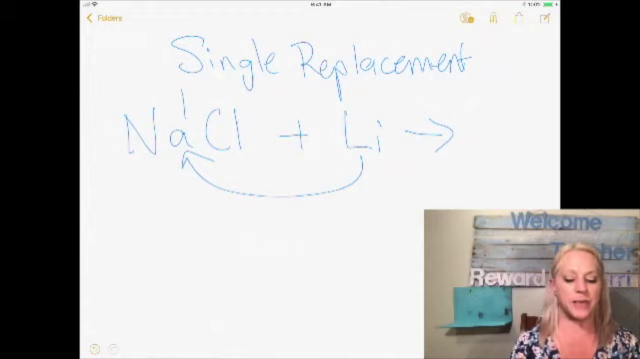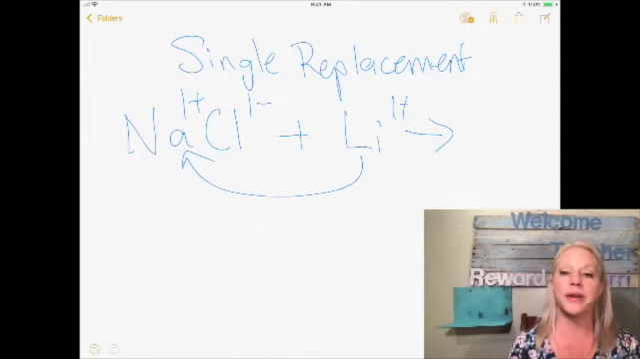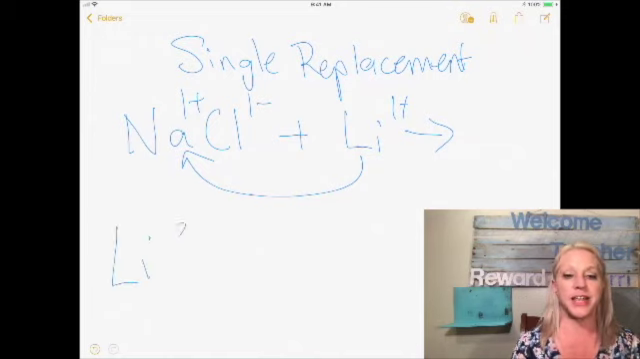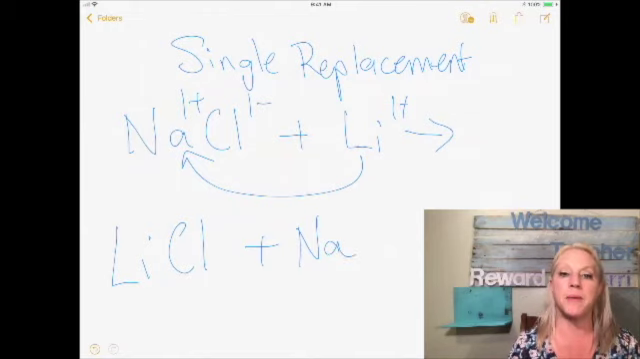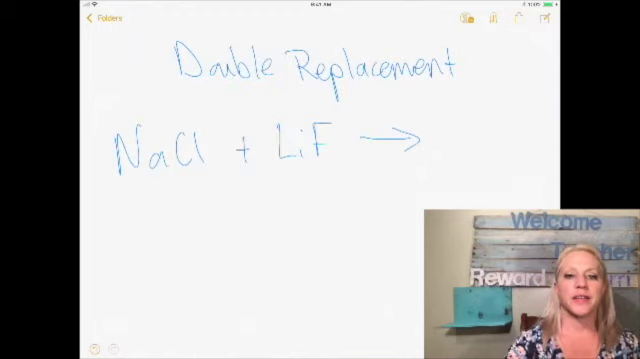In this case, sodium has a +1 charge and chlorine has a -1 charge. Lithium, if it becomes an ion, will take on a +1 charge. So when we replace them, we have to balance the new compound, make sure it's neutral. In this case, lithium and chlorine both have the same charges, so they cancel out. And sodium, since it's a metal, can be by itself. This is an example of single replacement.